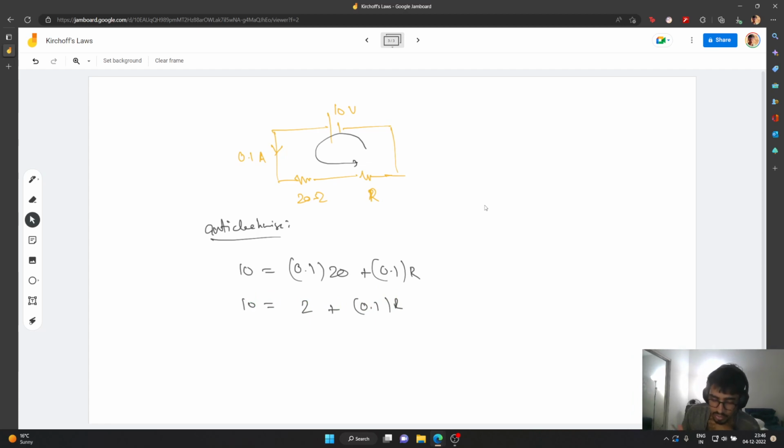You should definitely pause and try all of them on your own. This is a general thing, right? 0.1 times R, so R will be equal to 80 ohms, right? Again, just for exercise's sake, this is the final answer.